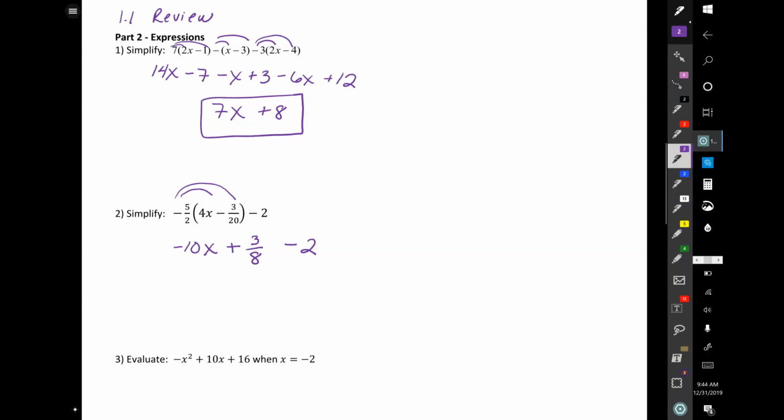Now again, we have to combine like terms. So we are just going to leave the negative 10x. I don't have anything to combine that with. But right here, the 3/8 minus 2, we can kind of do that off to the side. Over here, 3/8 minus 2 could be written as 16 over 8 to get a common denominator. And then that will give us a minus 13/8.